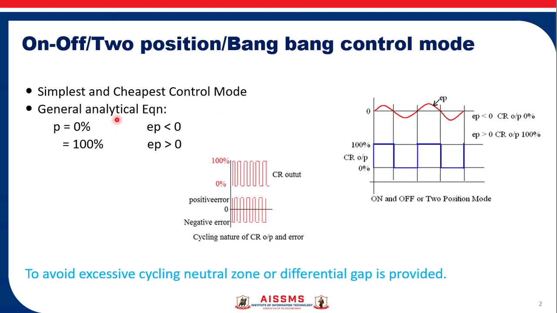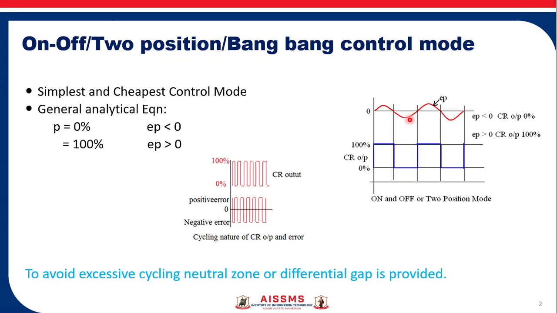The general analytical equation of this control mode is P equal to 0%. P means control output. So control output will be equal to 0% when your error is less than 0, and your control output will be 100% when your error is greater than 0. So this control mode exhibits only two positions, 0% or 100%, that is on and off.